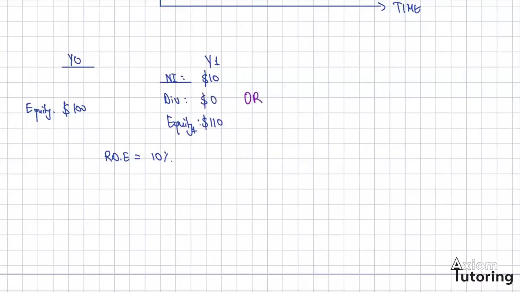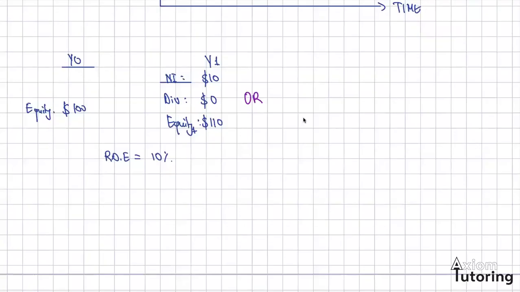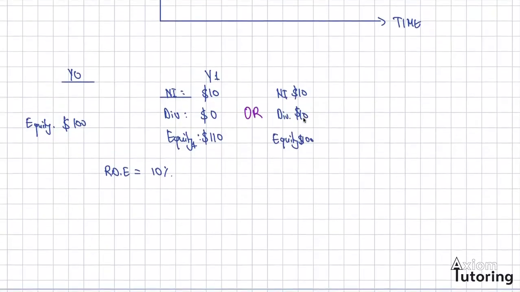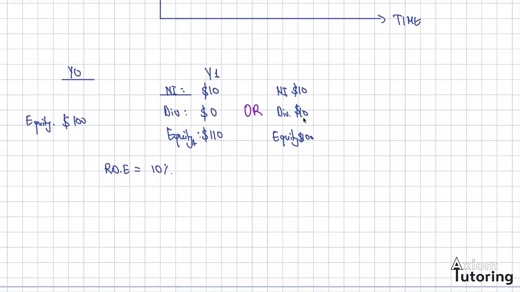That's one view of the world. Or in a different view of the world, I could have a situation where I distribute all of this. So the net income is $10, but I distribute all the $10. So my dividend payout is $10, and therefore my equity remains $100. Okay. And the question now is, okay, I've got this business that the return on equity is measuring how successful this business is.